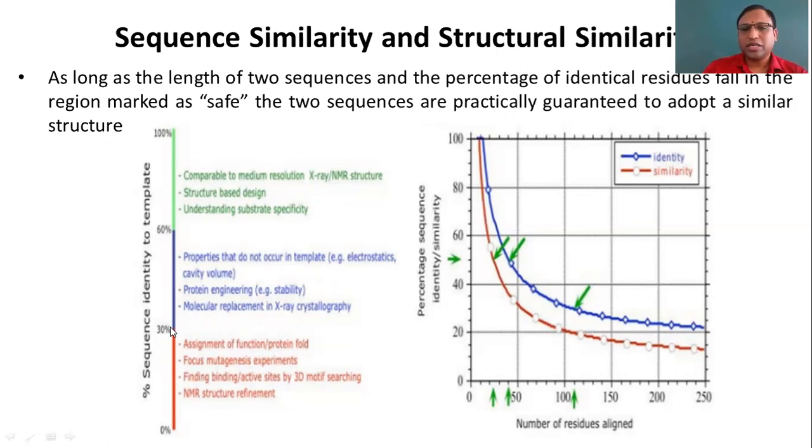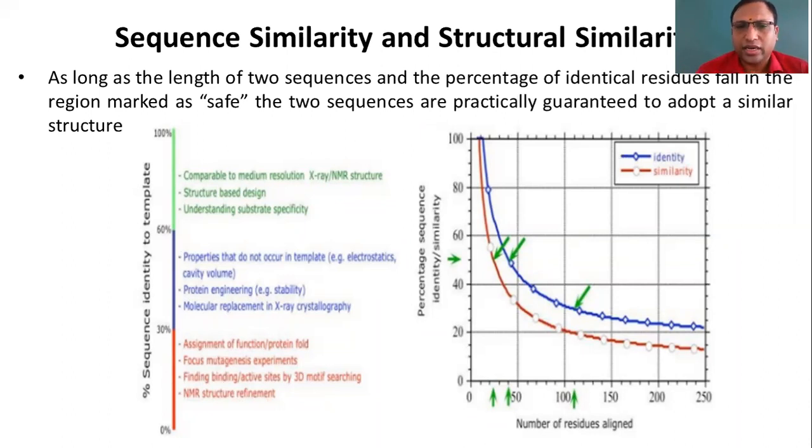So till 30%, you can say that assignment of function or the protein fold, focus or mutagenesis experiments, then finding the binding or active sites by motif searching, then NMR structure, that is the refinement. And from 30 to 60%, it is depending upon the properties that do not occur in the template. So do not occur in the template means in the template some different properties will be there.